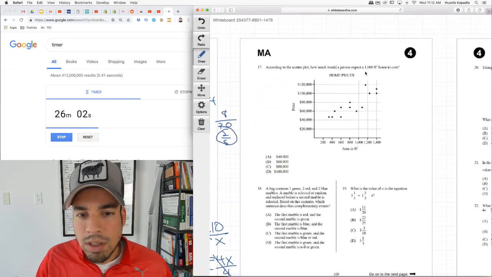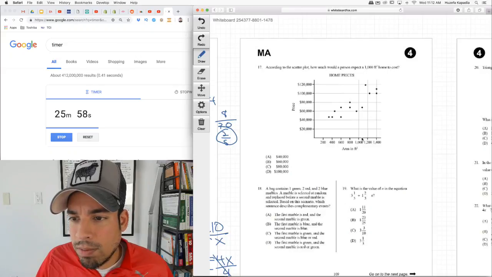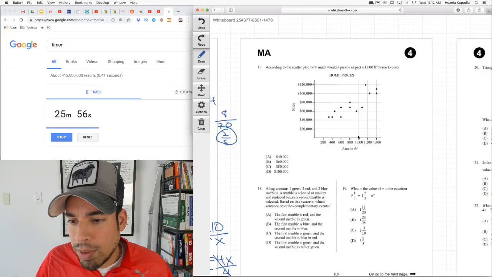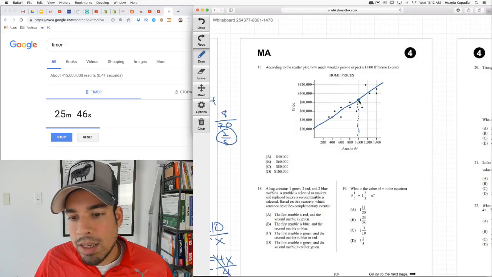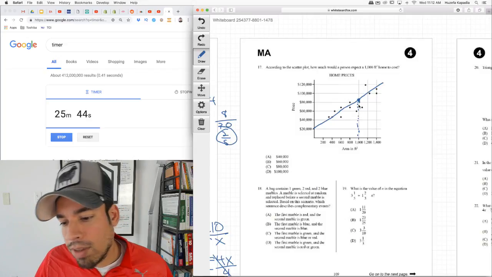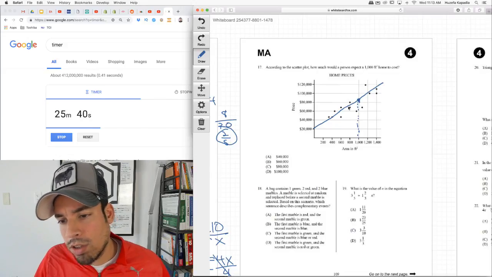17, according to the scatter plot, how much would a person expect a 1,000 square foot home to cost? Here we go, and we're going to think of a line of best fit. So I'm feeling like it's going to be right in this zone. Like, here's my line of best fit. So maybe like 85,000. Okay, and I see they say 80,000. 80,000 is closest to my line of best fit.